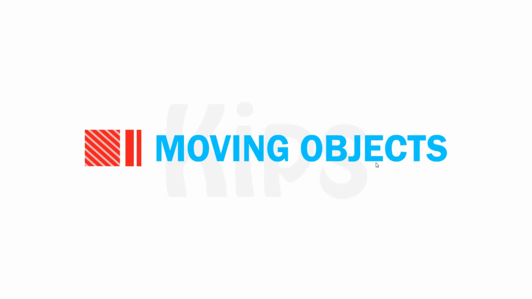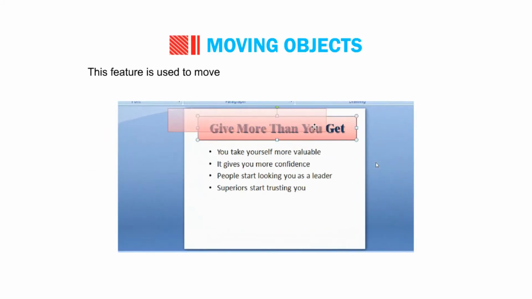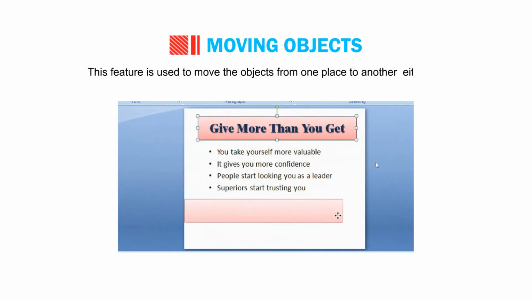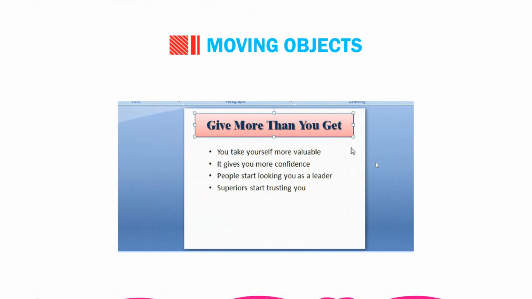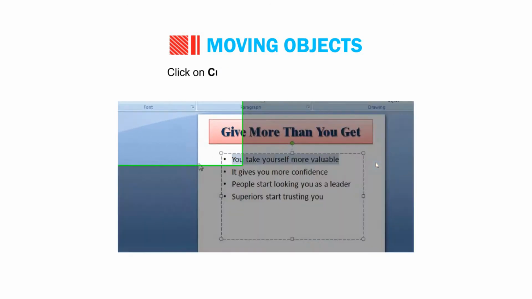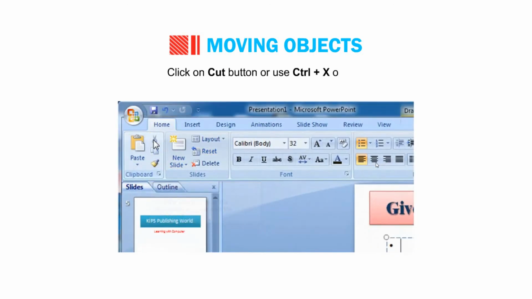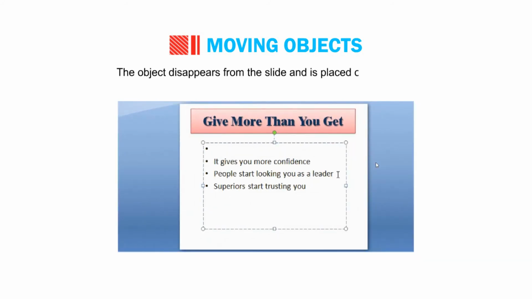Okay, let us now talk about moving objects. This feature is used to move objects from one place to another, either on the same slide or between different slides. Follow these steps to move an object. Select the object. Click on the Cut button or use Ctrl+X. The object disappears from the slide and is placed on the clipboard.